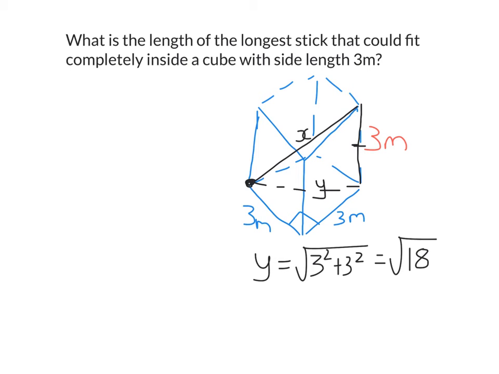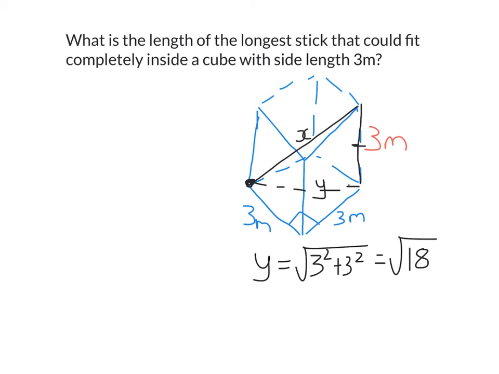I want to leave my answer like this, the square root of 18. I'm not going to round it to 4.24 because that's slightly inaccurate. I want the exact value for this length here. Remember, I went through what exact value was in a previous video. So I'm going to leave it as root 18 rather than 4.24. Now I'm going to use this in this triangle here to find x.